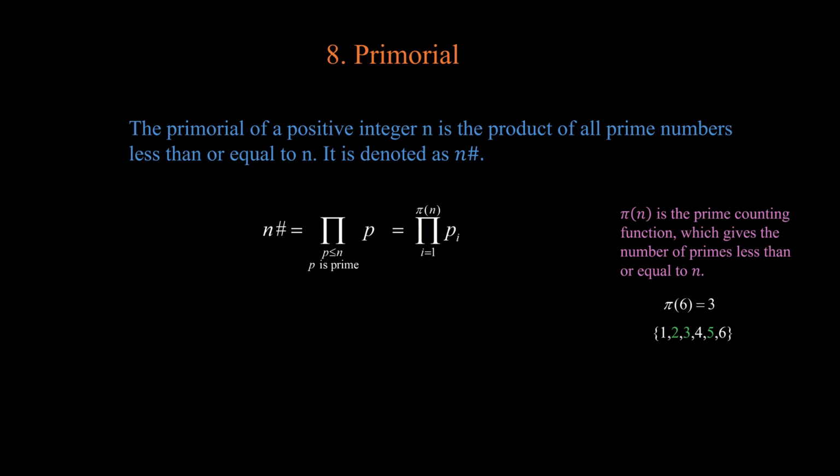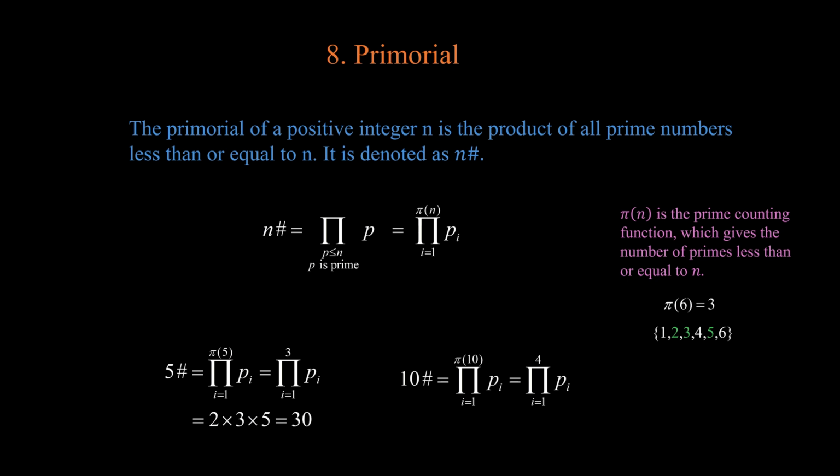Let's see examples of primorial. In case of 5 primorial, there are 3 prime numbers, 2, 3, and 5, which are less than or equal to 5. So, 5 primorial is equal to 2 times 3 times 5 equal to 30. There are 4 prime numbers which are less than or equal to 10: 2, 3, 5, and 7. So, 10 primorial equals 2 times 3 times 5 times 7, which is 210.